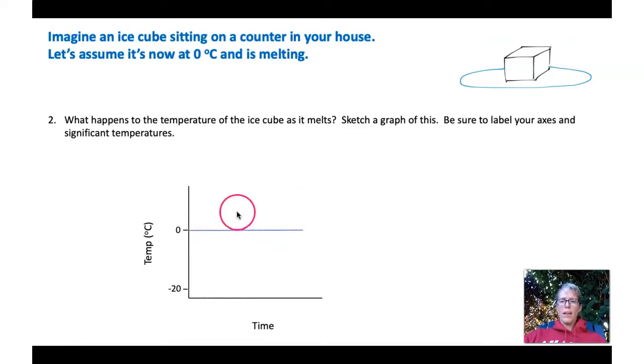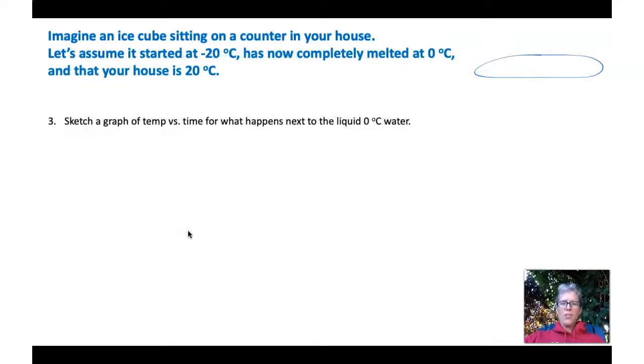Okay, this is what we're going to get. The temperature's at 0, and because it's undergoing a phase change, the heat that is flowing into the ice cube does not go to raise its temperature. It goes to help those particles overcome the IMFs, and so the temperature stays constant. Okay, next, third question. Now that it's all liquid, I'd like you to sketch one last graph of temperature versus time for what happens next to this liquid 0-degree water.